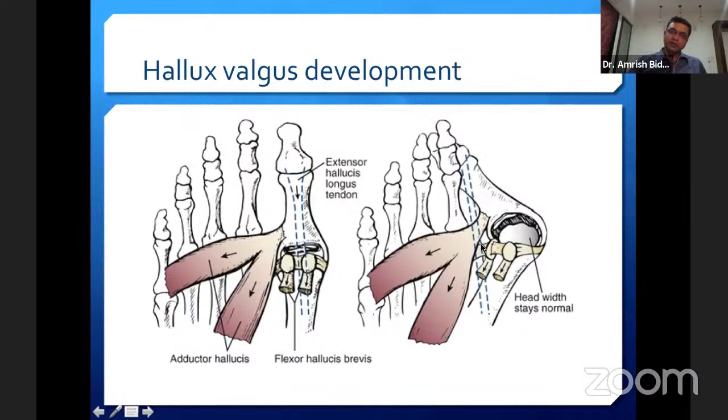Similarly, the whole sesamoid complex is displaced to the lateral side, and as you can see here, the flexor hallucis brevis muscles are attached onto the sesamoid complex, and they also pull. So everything starts pulling the big toe towards the lateral side, which is why you develop this classical deformity, or the bunion as they call it.